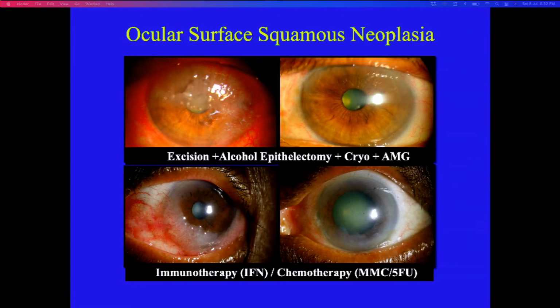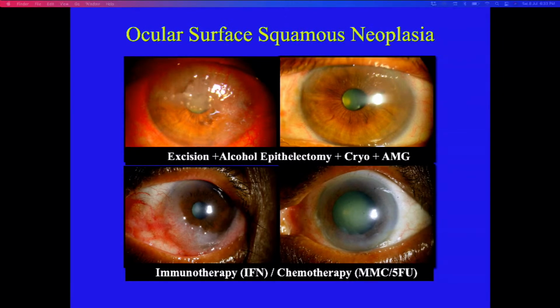Between 2010-11, there was interferon, which seemed to suggest that there was very good response. But one of the questions which was always there is, what are the lesions that are most suited for treatment with either interferon or MMC 5FU, whichever drug you choose.